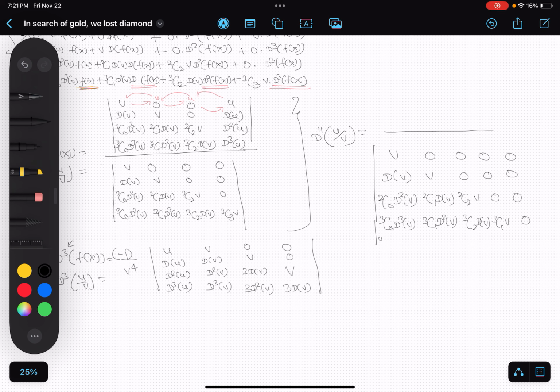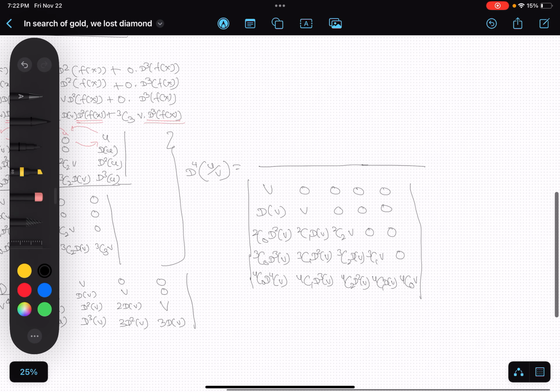The last one should be 4c0 d4b, 4c1 d cube b, I mean third derivative of b, 4c2 second derivative of b, 4c1 first derivative of b, 4c0 b. Okay, yeah. So this is the denominator. And for the numerator, just replace the last column by u.